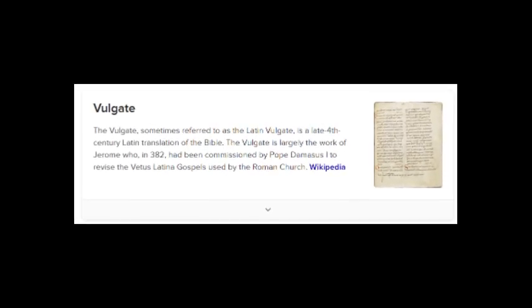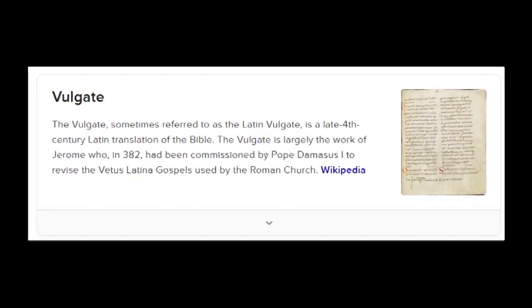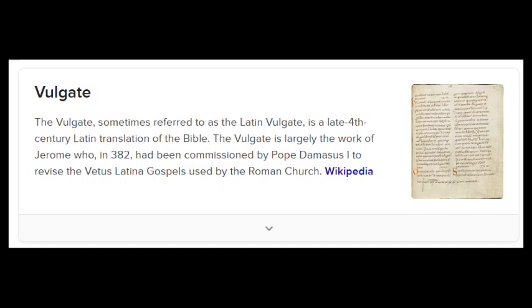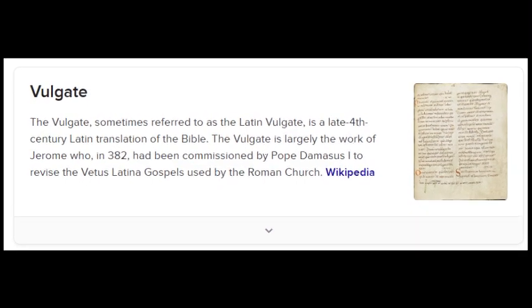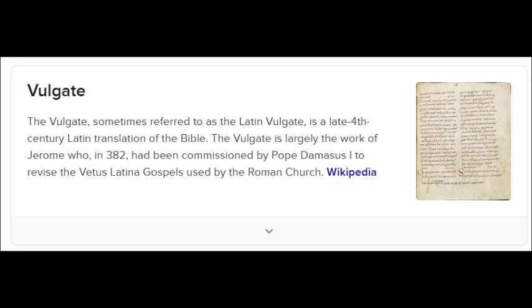The Vulgate, sometimes referred to as the Latin Vulgate. Do you like that little overlay addition there? They can add their little overlay of Latin. It's a late 4th century Latin translation of the Bible, and here they remove Vulgate and add Latin. Latin translation of the Bible.